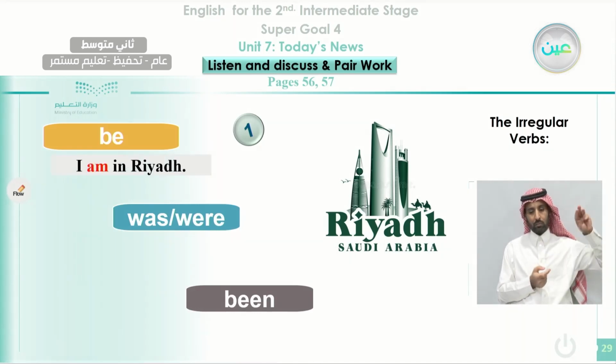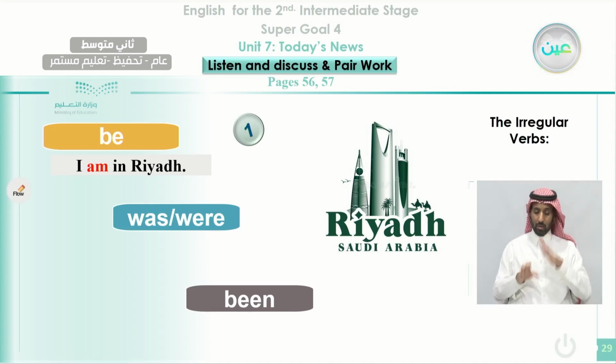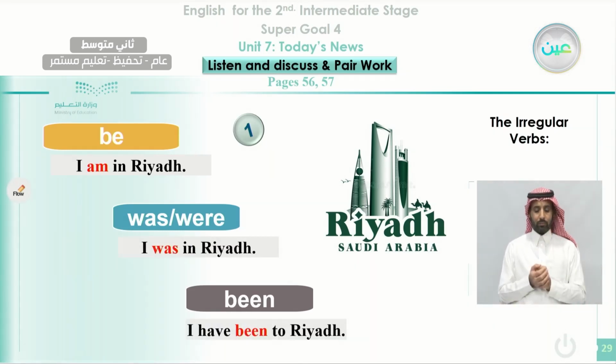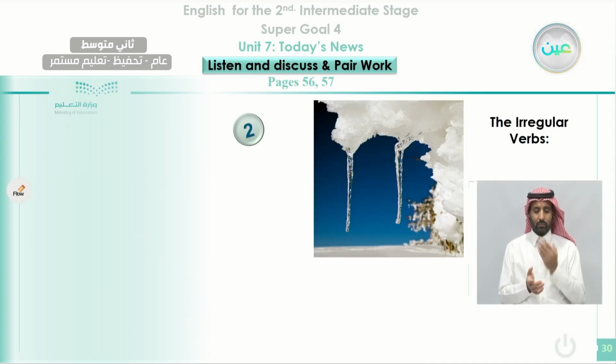We write 3 sentences here. I am in Riyadh when you talk about yourself. At the moment, I talk about myself here. I am in Riyadh. Yesterday or a week ago, I was in Riyadh. Okay, when I talk about the present perfect, I can say I have been to Riyadh. That means I went there, and I have visited Riyadh. That means I went regardless of specifying the time.